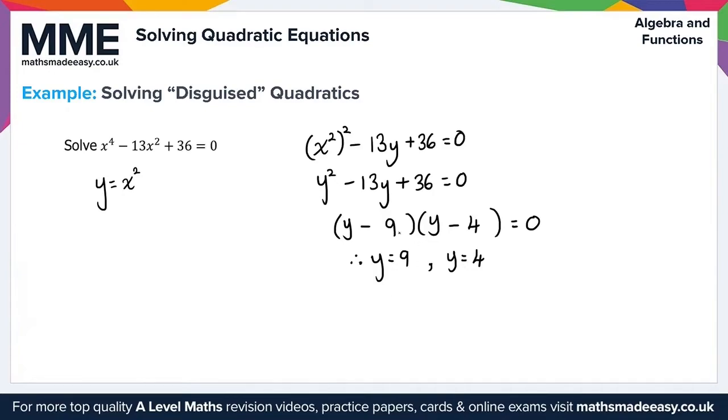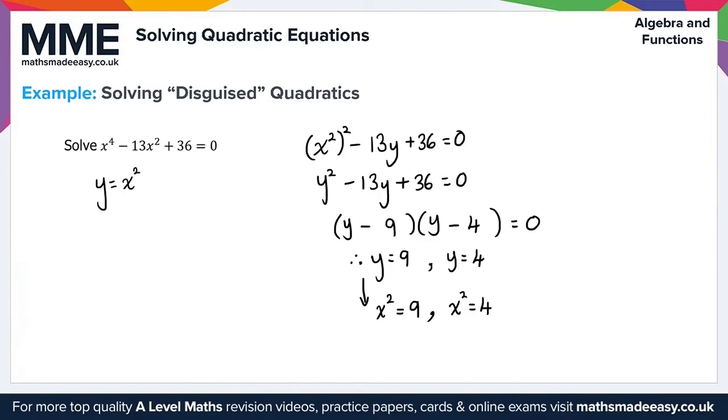However, we don't want our solutions in terms of y. Remember, we've used a substitution originally that y is equal to x squared. So therefore, resubstituting this back in, what we obtain is x squared is equal to 9 and x squared is equal to 4.